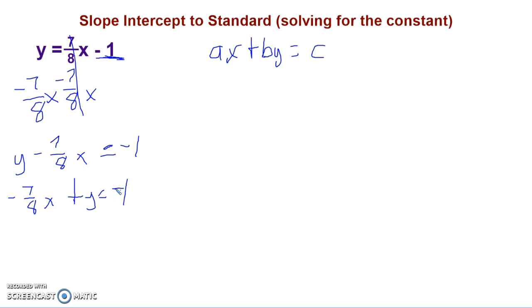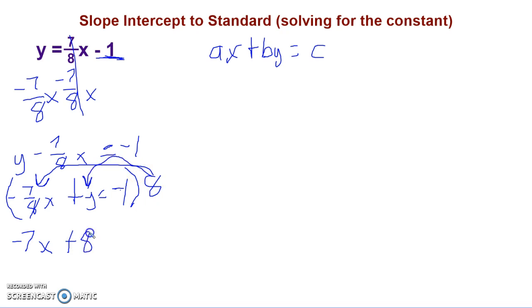The problem here is we have a fraction with an 8, and all numbers need to be integers. So we're going to need to get rid of this fraction. We're going to multiply everything by the denominator, which means doing a mega distributive. We're going to multiply everything by 8. In this case, we have this here, which gets rid of the 8 here. So we have negative 7x. And then we have 8 times y, so we're going to get 8y. And then we have 8 times negative 1, so we're going to get negative 8. So when we convert it back, we now have negative 7x plus 8y is equal to negative 8.